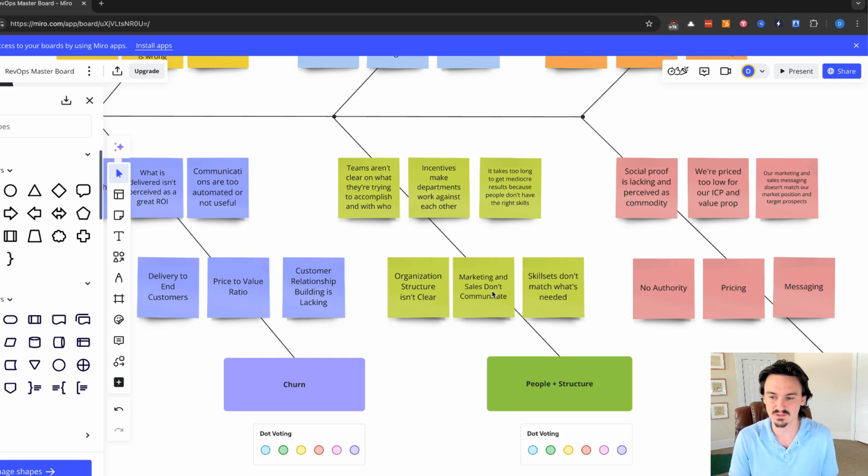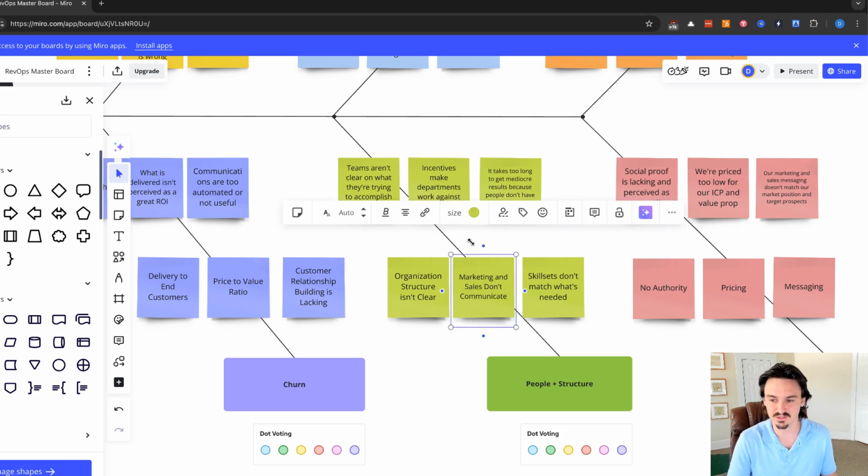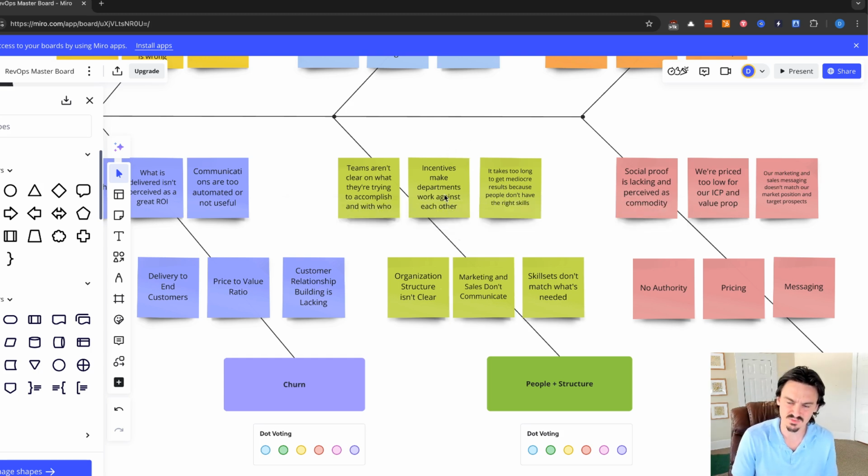Next, marketing and sales don't communicate. A root cause that we commonly see is incentives make departments work against each other. People don't perceive incentives across the organization in different silos. And so people end up working against each other subconsciously. It's usually not on purpose. And so this causes revenue leakage because people aren't effectively creating synergy, which we love. Synergy, we love. It's getting 1 + 1 = 3, right?